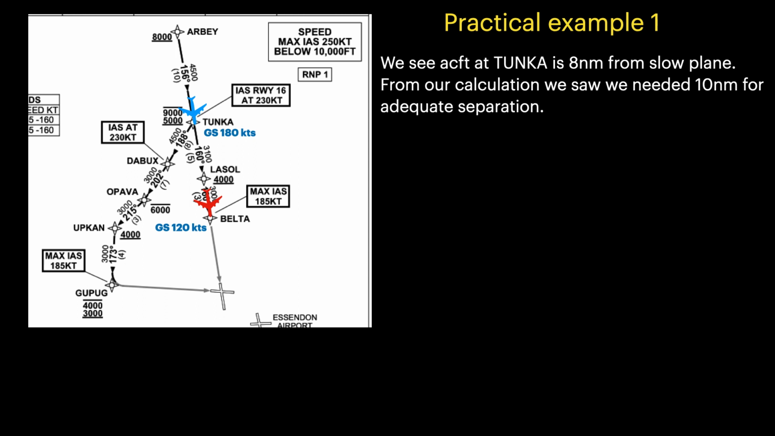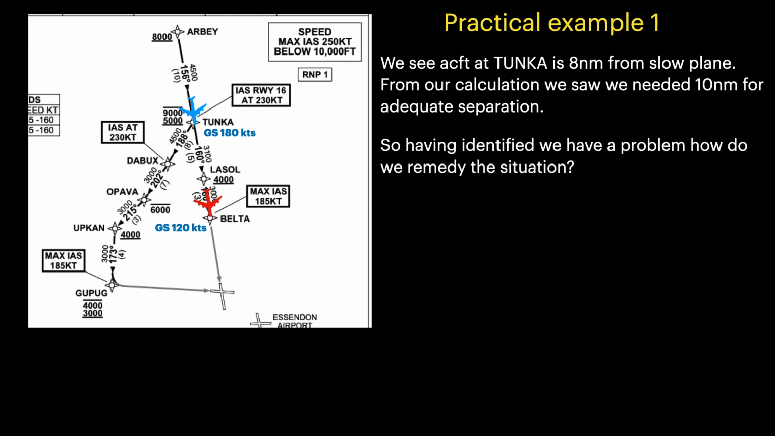And we looked at the blue aircraft, and he's doing 180 knots. Once again, we need 1 nautical mile for 10 knots of ground speed. So we can see we needed 10 nautical miles for adequate separation. Having identified we have a problem, how do we remedy the situation? It's okay to know we've got a problem, but how do we go about remedying it?